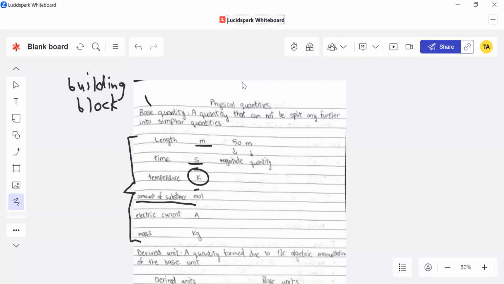Amount of substance is moles. You'll find this a lot in chemistry. Moles also has the formula mass over Mr. This is where moles come in. And then electric current is measured in A or ampere. And finally, mass is measured in kilograms, not grams, kilograms. Because grams is such a small measure that scientists said, hey, we'll measure everything in kilograms and not grams. So the 6 units you need to know: meter, seconds, Kelvin, mole, ampere, and kilograms.